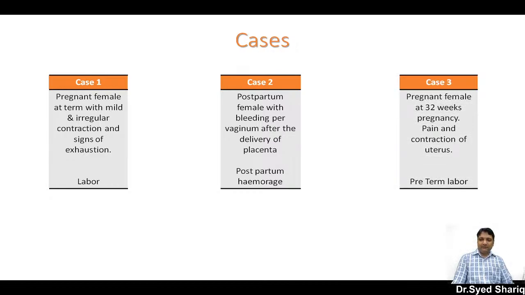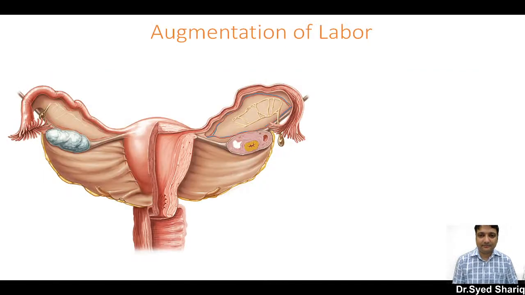And the third one is a pregnant female at 32 weeks of pregnancy. The patient is having pain and contraction of the uterus. It's pretty early at 32 weeks of pregnancy, and the contractions are not good. It might lead to abortion. So we want to somehow decrease the amount of contraction in these patients. Basically, it's a case of preterm labor. So we'll discuss the different drugs that we have on the basis of these cases.